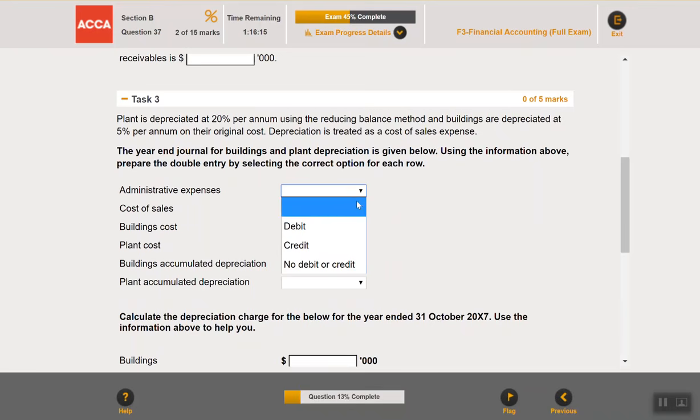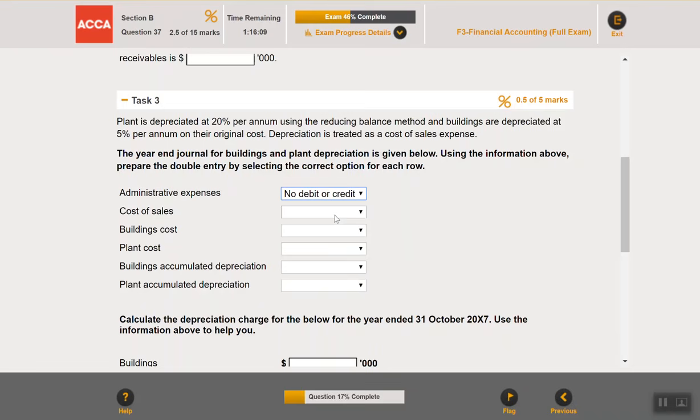Okay, administrative expense. They didn't say anything about administrative expense, so no effect on administrative expense. Cost of sales. They said depreciation is treated as cost of sales. So the double entry for depreciation is debit depreciation, credit accumulated depreciation. So the depreciation part is the cost of sales, so we debit cost of sales. And then buildings. Depreciation does not have any effect on cost. It only affects accumulated depreciation. So no debit and credit.